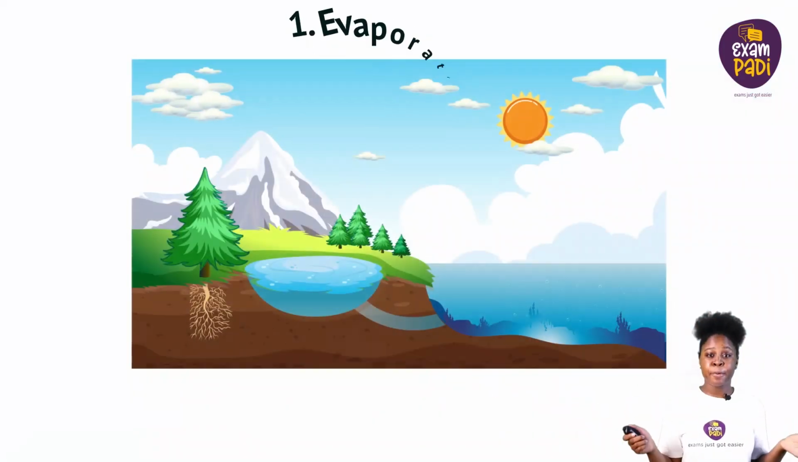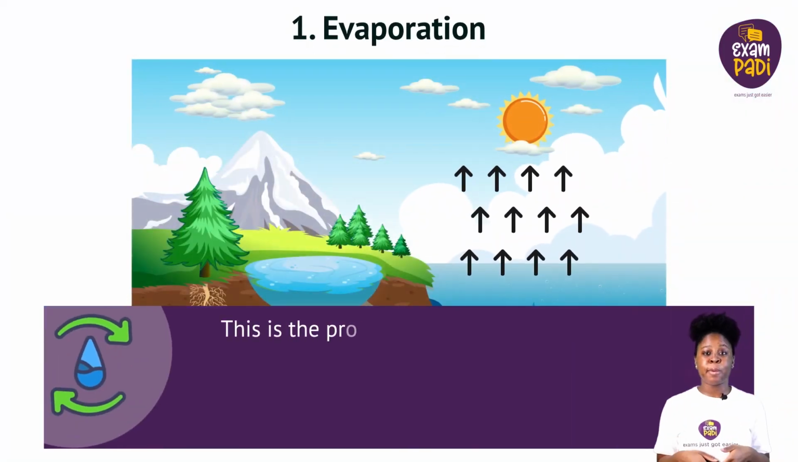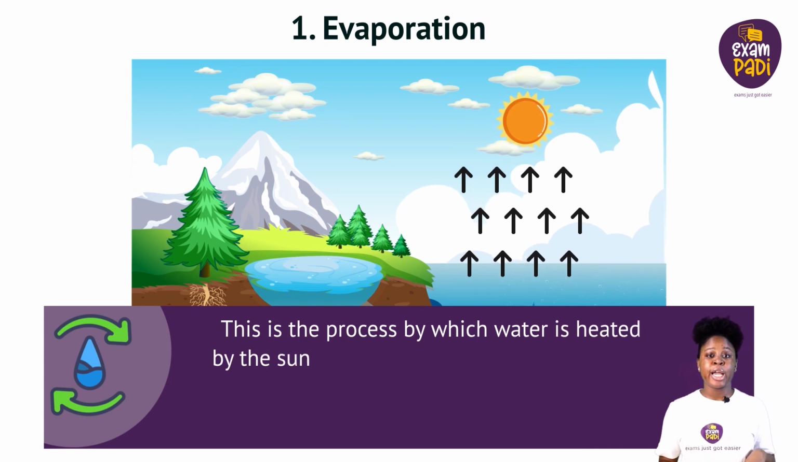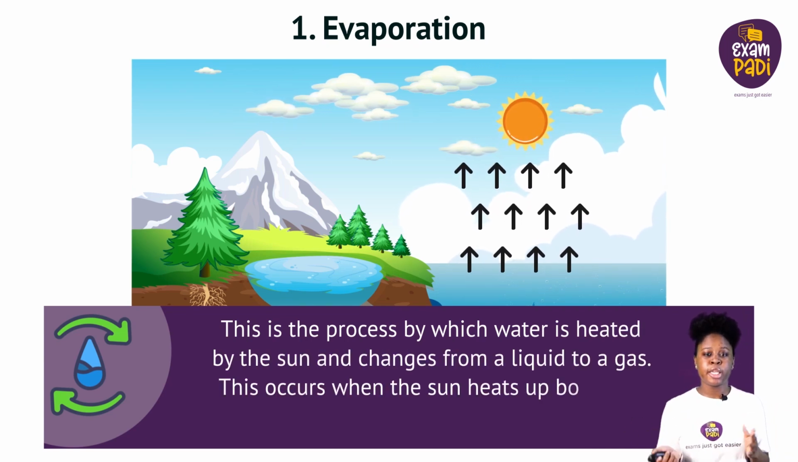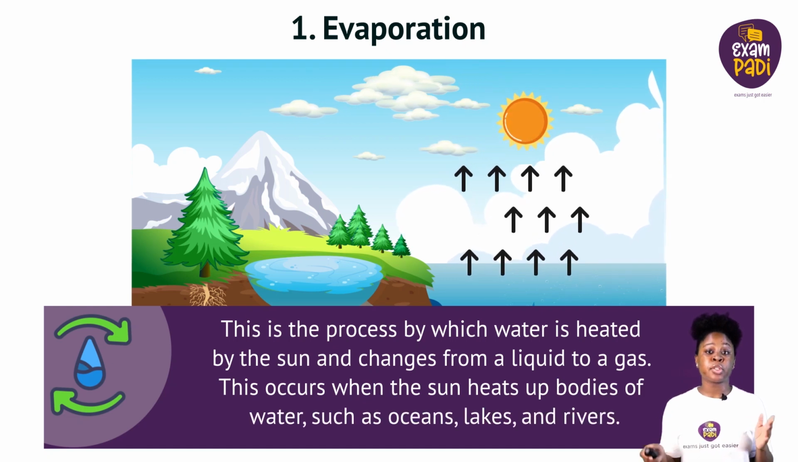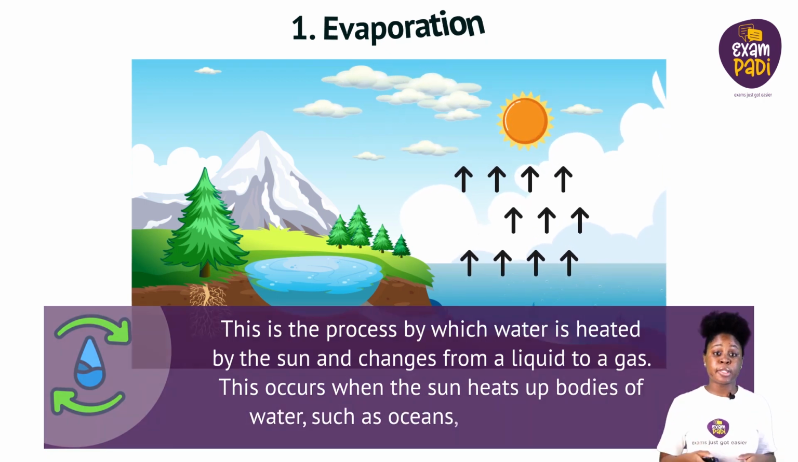Number 1, evaporation. This is the process by which water is heated by the sun and it changes from a liquid to a gas. This occurs when the sun heats up bodies of water, such as oceans, lakes, and rivers.